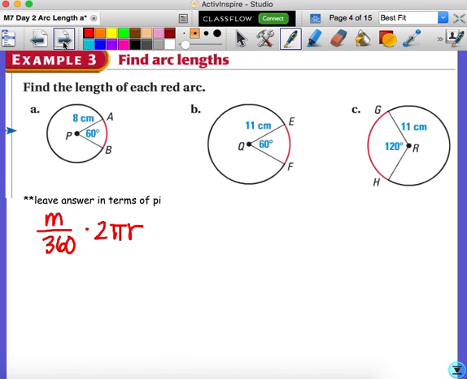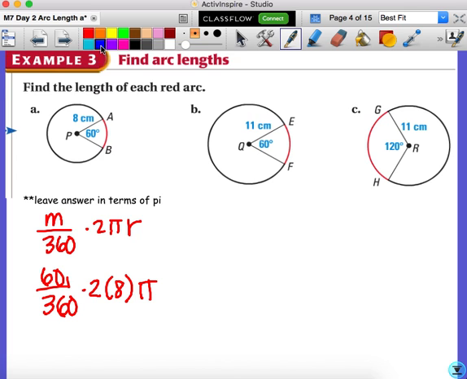Or if we wanted to set it up like we did before, we could say the measure out of 360 equals how much out of 2 pi r. Either way is up to you. Like I said, I'm going to stick with the formula here, the measure over 360 times 2 pi r. So we have 60 out of 360 times 2 times 8 times pi. Notice I rewrote that here because when we're multiplying, we can use the commutative property and rearrange the r and the pi.